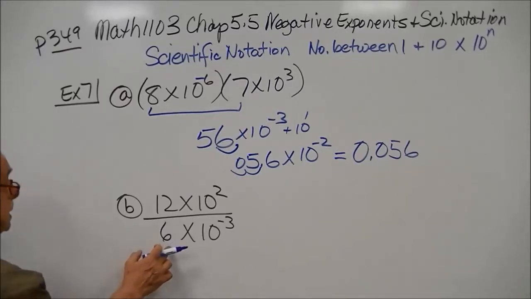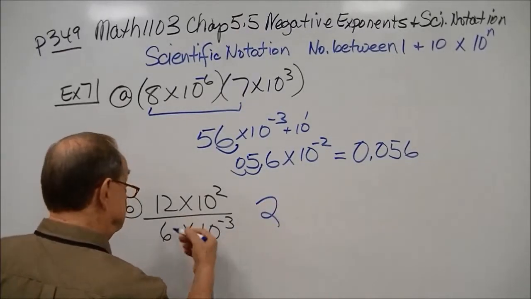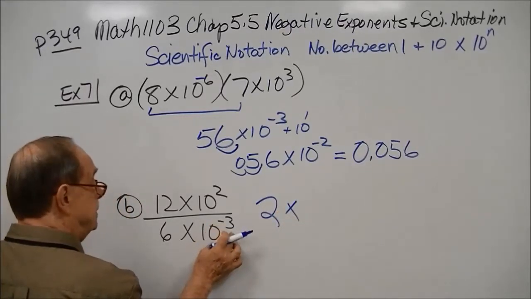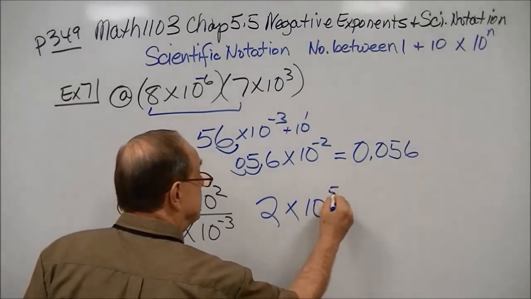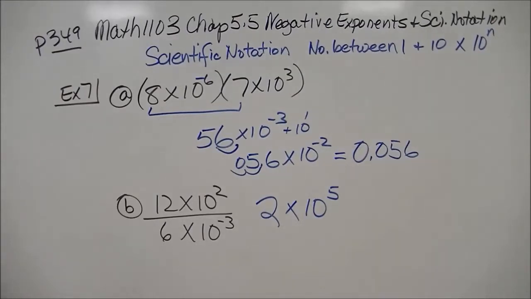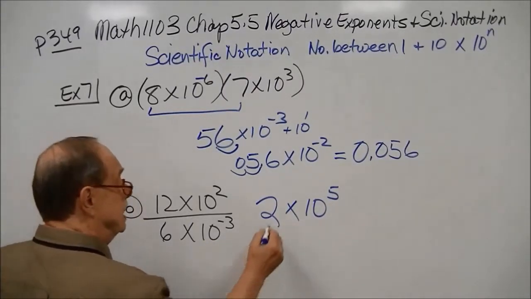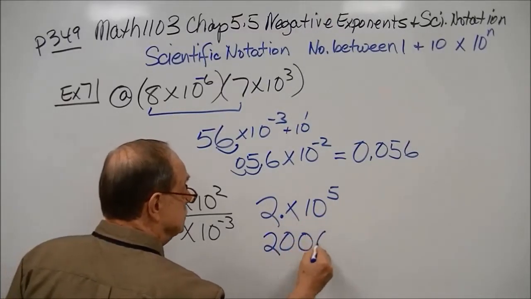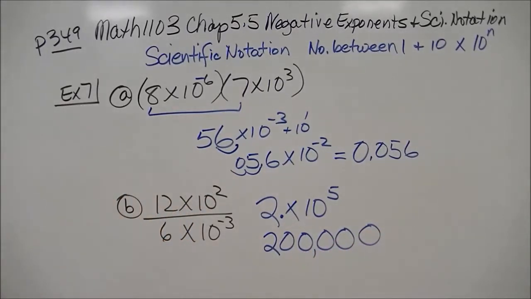Here we're going to divide the 6 into 12, and we get a 2 all by itself. Times, we're going to raise the negative 3 up to the numerator, and it becomes a positive 3, times 10 to the 5th. And again, if we're going to put that into standard notation, this is in scientific notation. Our decimals here, we have to add 5 zeros. 1, 2, 3, 4, 5. And there is our answer.